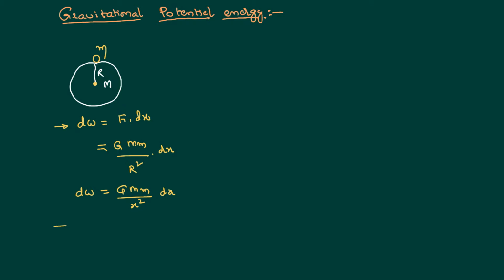To get the total work done, as this is only a small part of the work done for each dx, we have to add all that work done. Adding like that is mathematically called integration. So integral of dW equals integral of G M m by x squared dx. The integral of dW is nothing but the work done. Capital G, capital M and small m are constants, leaving the integral of x power minus 2 dx.